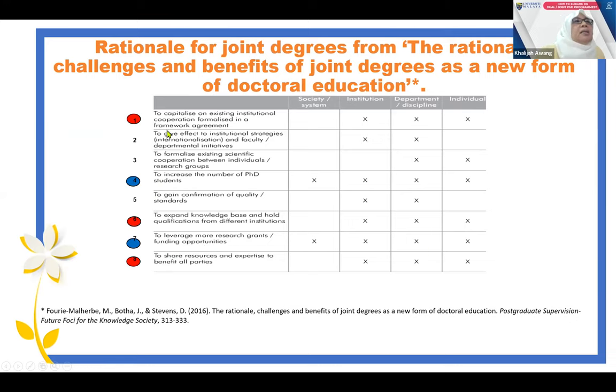And the other one, to capitalize on existing institutional cooperation formalized in a framework agreement. This is important. Then, to expand knowledge base and hold qualifications from different institutions. The students are very, very fortunate because they can have degrees from both universities. This is very special. And to share resources and expertise to benefit all parties. That means we don't keep all the knowledge to ourselves. We share with other people globally, not only in Malaysia and not only in France. So now the knowledge is moving from Malaysia to France, and from France to Malaysia.